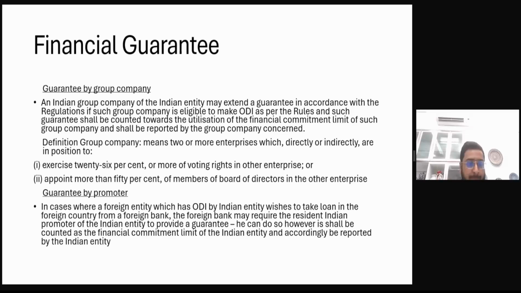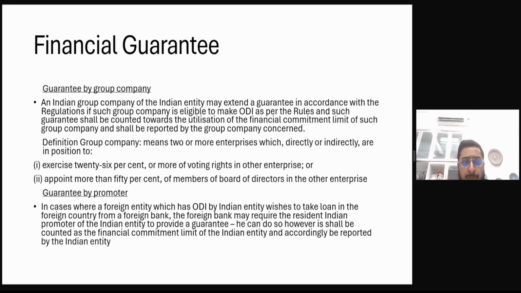Now, guarantee by group company. Now, this gets very interesting. An Indian group company of an Indian entity may extend the guarantee in accordance with the regulations if such group company is eligible to make ODI as per the rules, and such guarantee shall be counted toward the utilization of the financial commitment limit of such group company and shall be reported by the group company concerned. For example, a group company can give a guarantee for its subsidiary or another company, and it can give an ODI for its subsidiary, and that limit will be counted as its financial commitment.